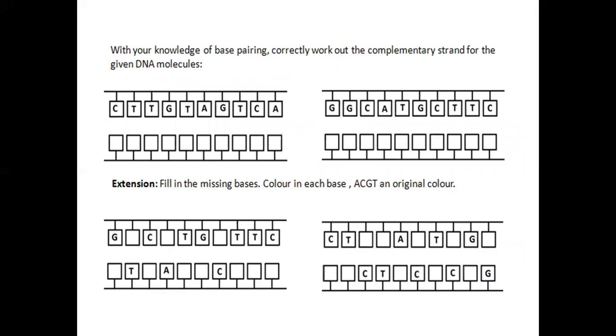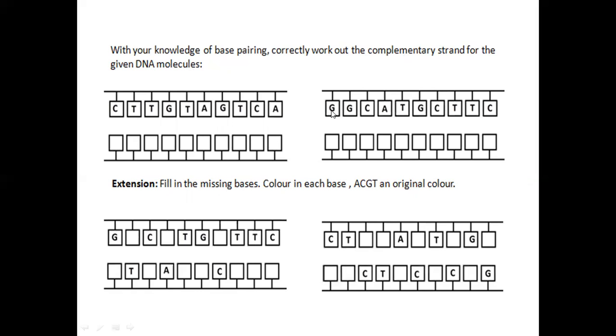Now, at the bottom of that page in your notes, you have some sequences of DNA. We've shown you one strand and you have to fill in the corresponding strand. With your knowledge of base pairing, correctly work out the complementary strand for the given DNA molecules. If we look here, we've got a C. What did we learn in the previous slide? That C always pairs with G. So opposite the C, you're going to put a G in here. Next we've got a T. A always pairs with T, so you put an A here. And so on until you complete the strand.